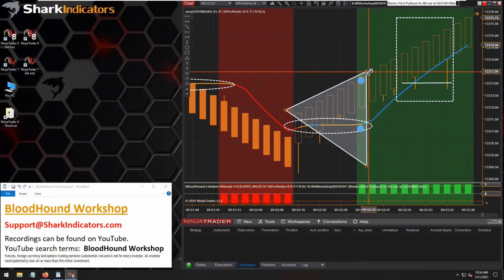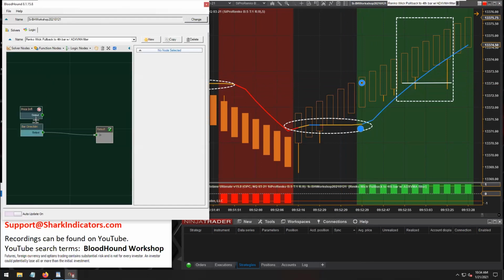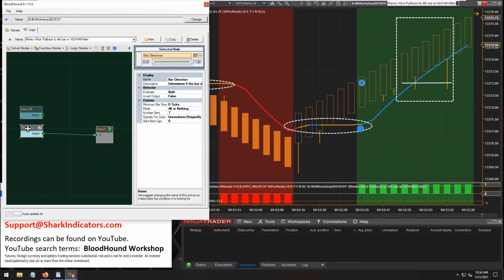So, back to our bar counting here. Normally, you're running BloodHound on bar close, so you're waiting for this bar to close. With our bar counting, let's pull this up here. Our bar counting of 7 is normally what you want when your system runs on the bar close. However, since this is working in real time, when price pulls back, this is not going to be an up bar.